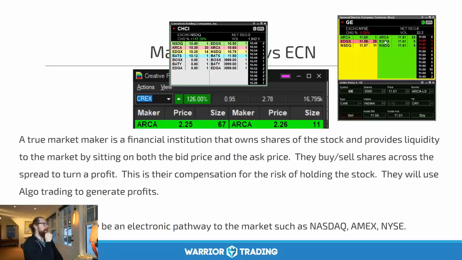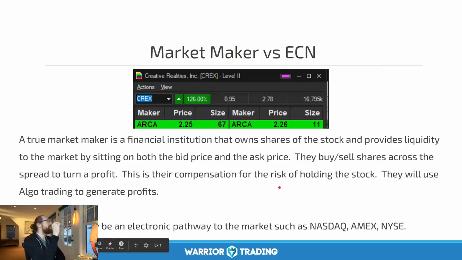a true market maker is a financial institution that holds shares of the stock and provides liquidity to the market by sitting on both the bid price and the ask price. They sell across the spread to turn a profit, and that's their compensation for the risk of holding stock. Before decimalization, the minimum spread was 6.25 cents, so every time they would pass 10,000 shares across the spread, they would make $625.